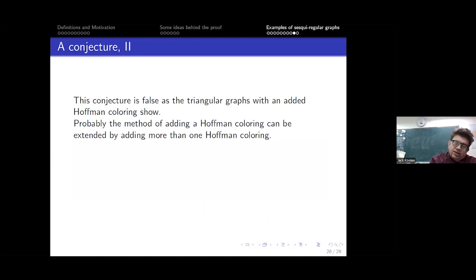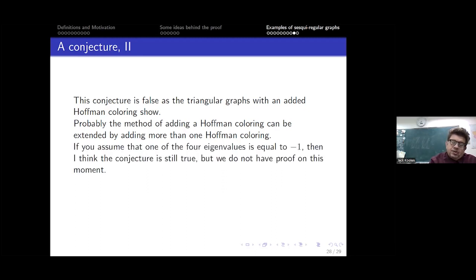You can probably add the Hofmann coloring with more than one Hofmann coloring. We are thinking how to do this at the moment. We still have to show that they have at most 4 distinct eigenvalues. That they are co-edge regular is not so difficult, but what the smallest eigenvalue is, that is what we are still studying at this moment. Then if you assume that of the 4 eigenvalues, 1 is -1, then I think the conjecture is still true. But we do not have a proof at this moment.